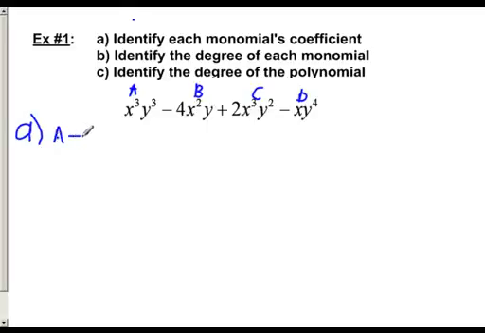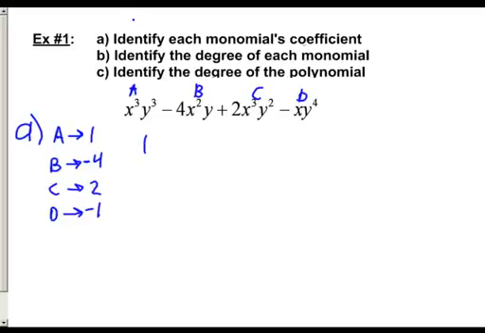So for part A, it says identify each monomial's coefficient. For monomial A, the coefficient would be the number out front being multiplied. And when nothing's there, we assume that to be 1. For monomial B, the coefficient would be negative 4. For monomial C, the coefficient would be a positive 2. And then for monomial D, the coefficient, again, the number in front being multiplied, would be negative 1. All right, so review of monomials and coefficients.